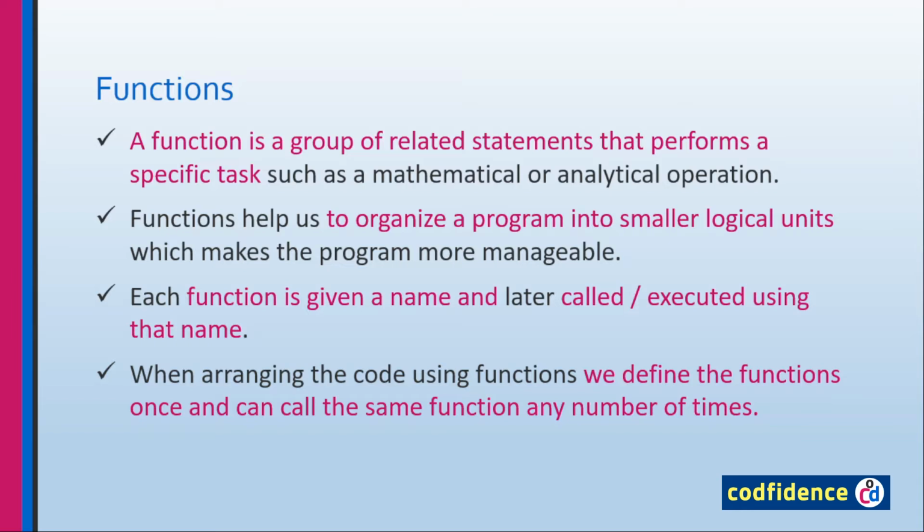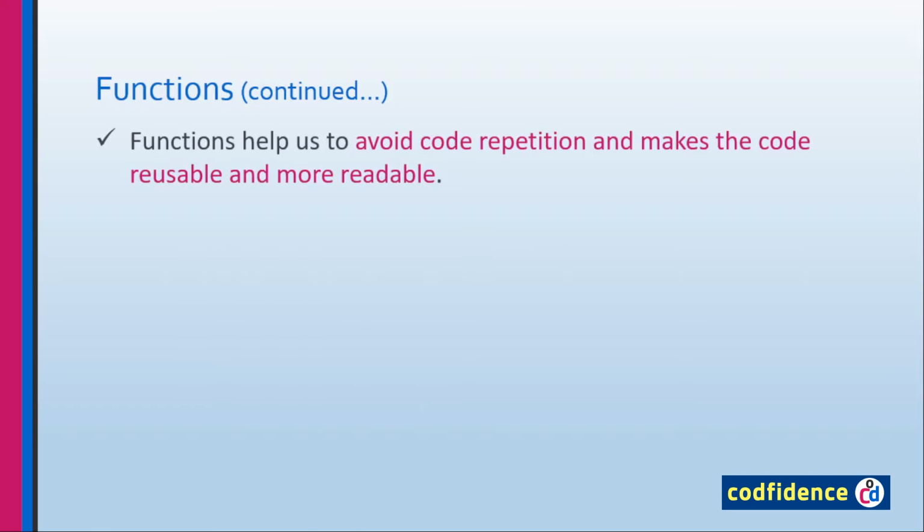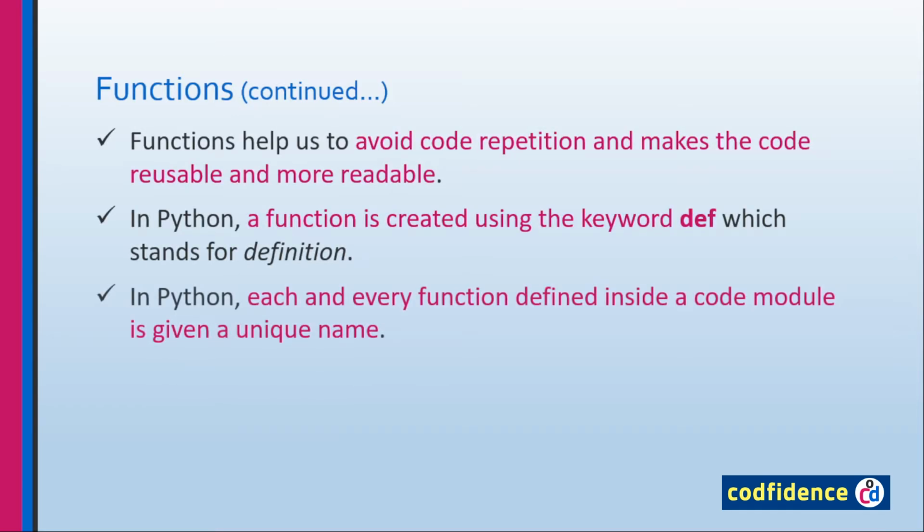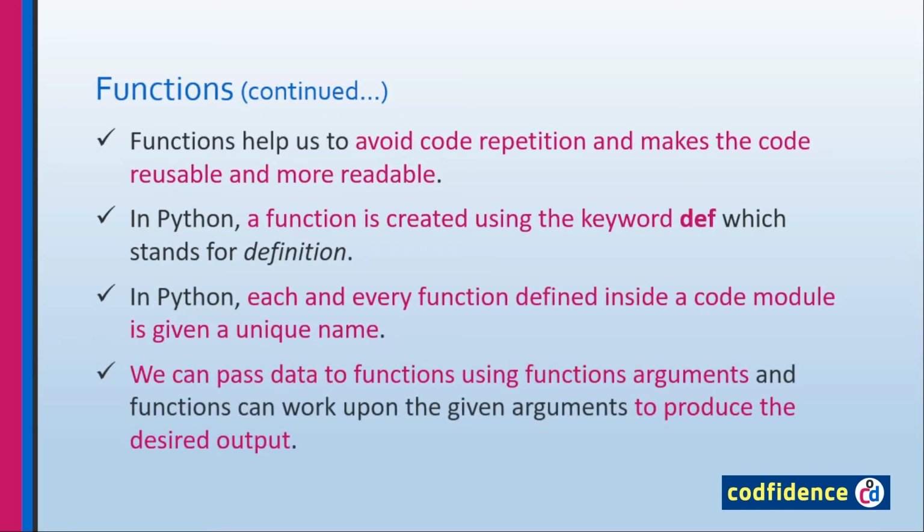When arranging the code using functions, we define the functions once and can call the same function any number of times. Functions help us to avoid code repetition and makes the code reusable and more readable. In Python, a function is created using the keyword def, which stands for definition. In Python, each and every function defined inside a code module is given a unique name.